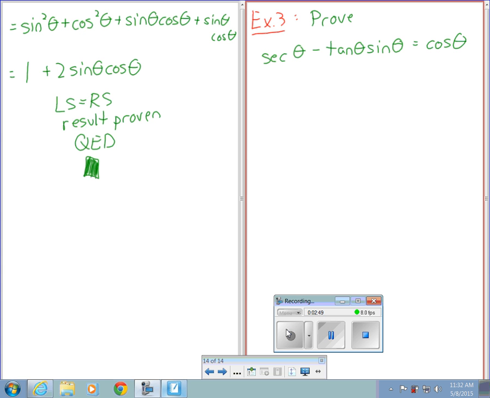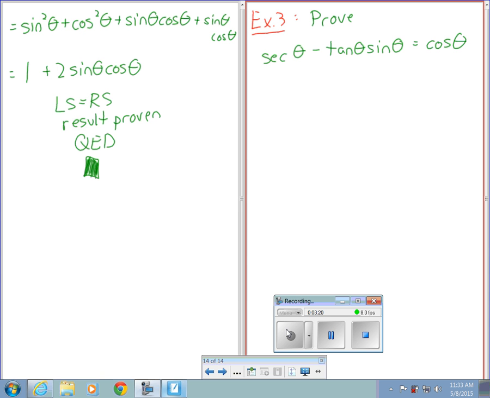I'm going to talk through the advice here. Number 1, if you look at the left side and the right side, look at things that don't belong. Instantly when I'm looking at this, I'm going to pick the left-hand side because it's more difficult. I'm getting rid of secant and tan. So think of what secant equals, substitute it. Think of what tan equals, substitute it. I don't see a secant or a tan on the right-hand side, so get rid of those two things.